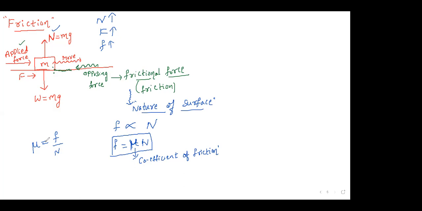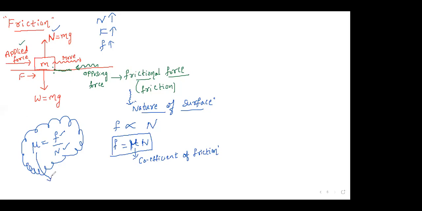Can you tell me what is the definition for the mu? It is the ratio of what and what. You just tell me that. It is the ratio of the frictional force to the normal reaction, no? How do you define the coefficient of friction? Ratio of the frictional force to the normal reaction.